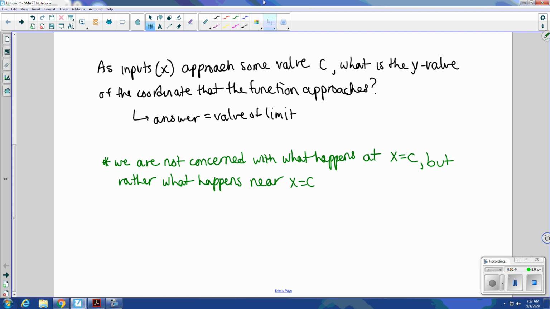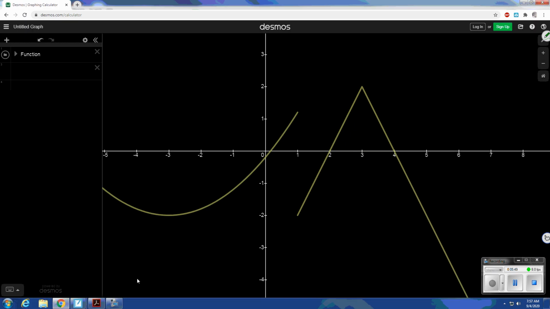So let's jump over to an example. I have a piecewise function set up on Desmos. Let's say that we want to find the limit of this function as x approaches 4. Now, this is asking us to evaluate a two-sided limit.